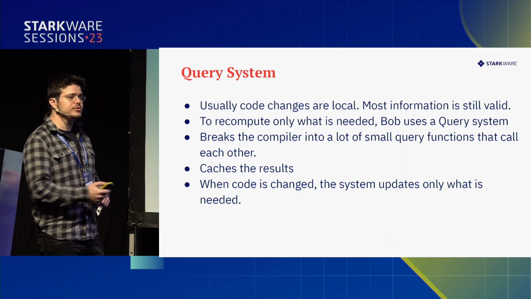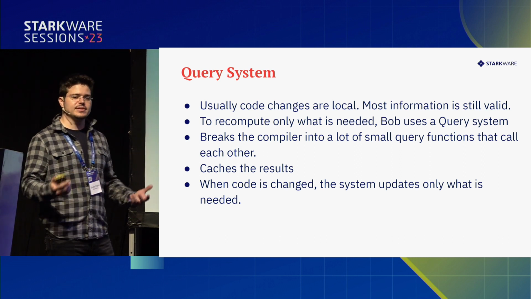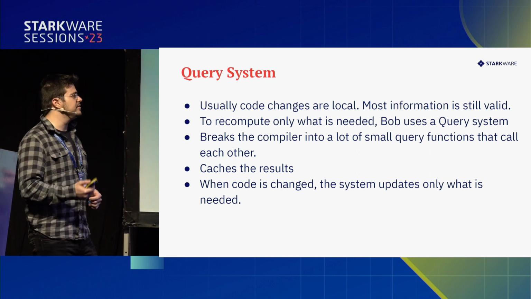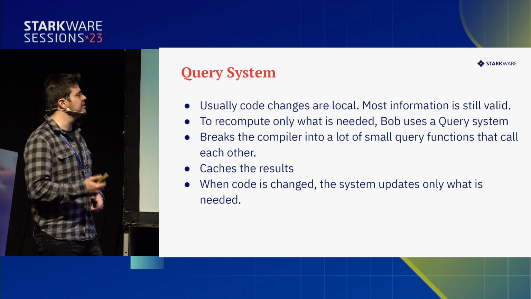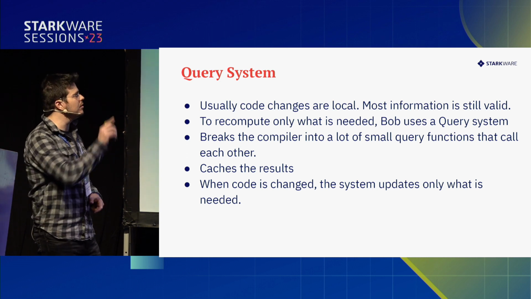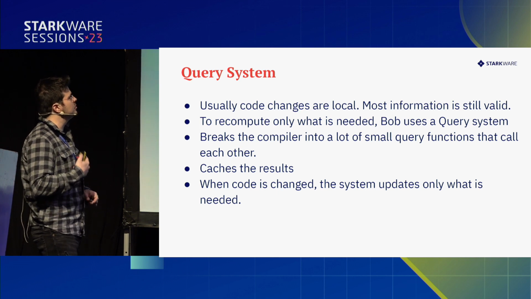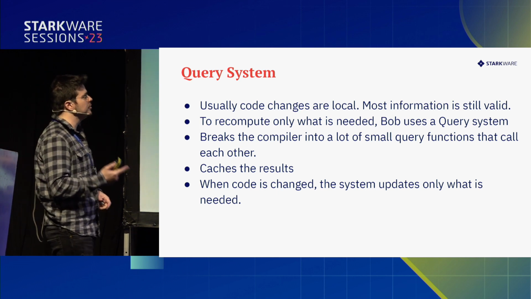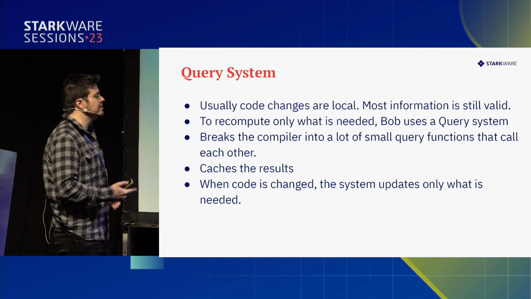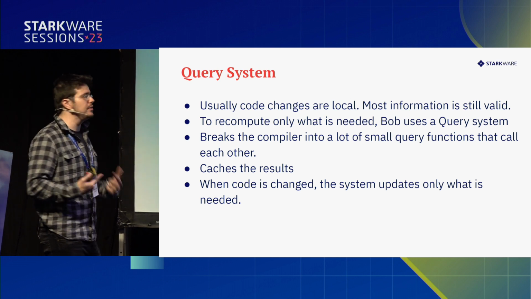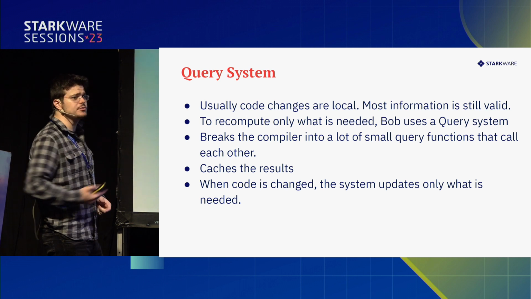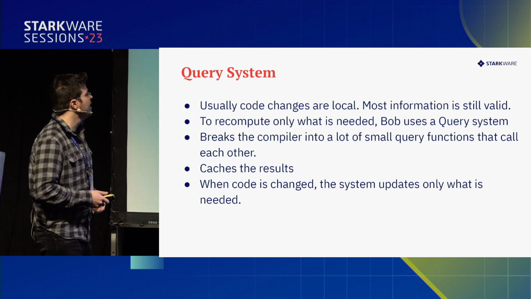So most of the type information and syntax information is still relevant. It still doesn't really change. Just a very small part of your program is changing. So we want a way to only recompute the things we need and to cache the things that don't change. This is where the query system comes in.